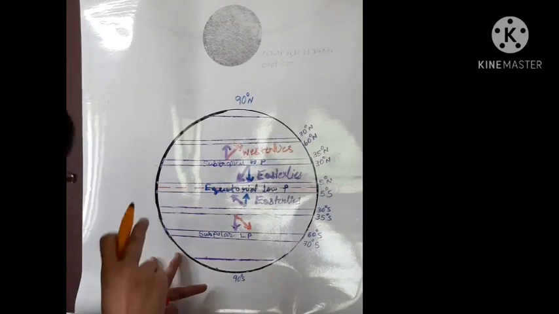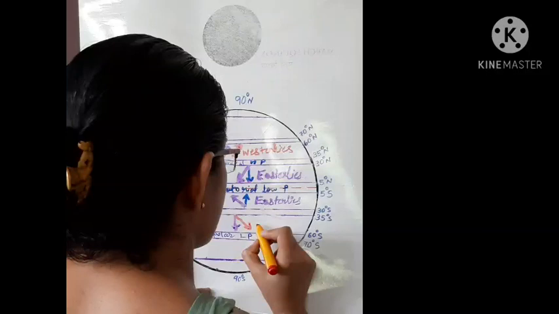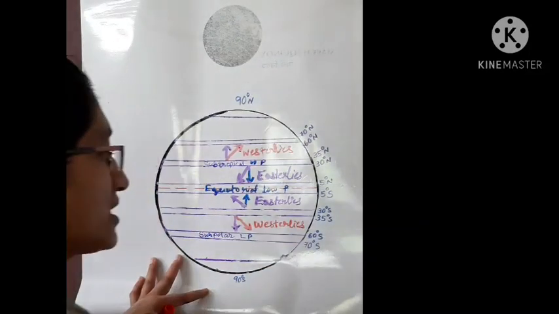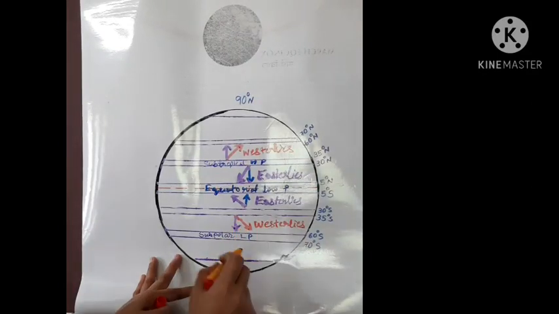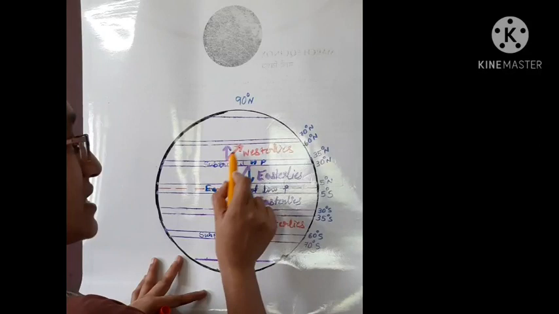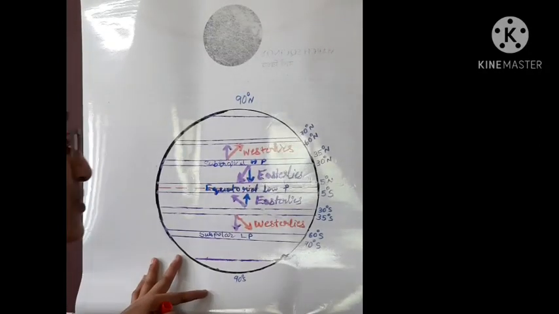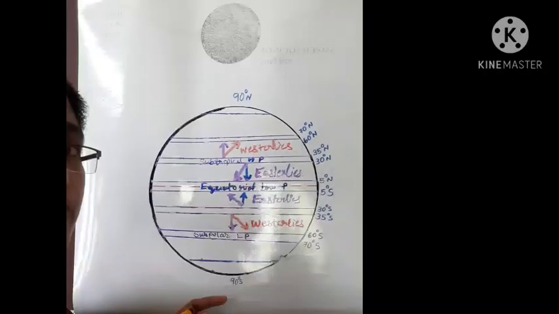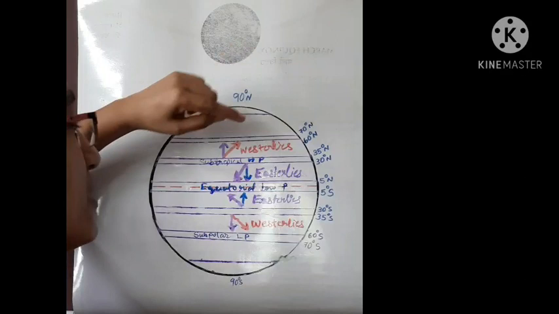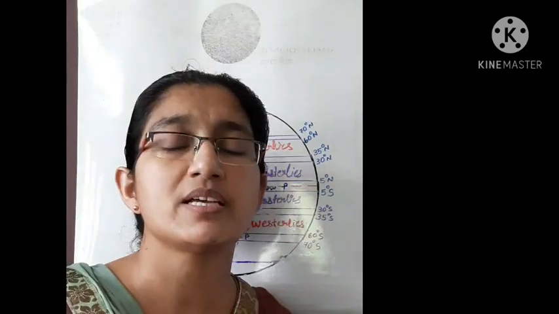From the origin of the wind, we give the name of the wind. So these winds are the westerlies. Here we can say they are north westerlies, and here these are south westerlies because they are moving from southwest to northeast. These westerlies are very important because they are moving from the subtropical region towards the temperate latitudes.